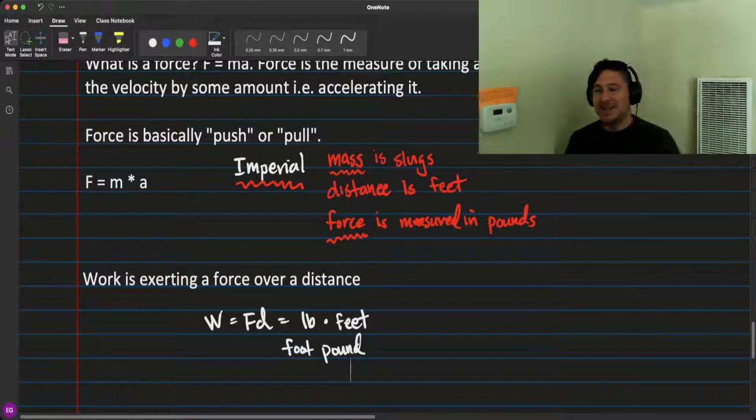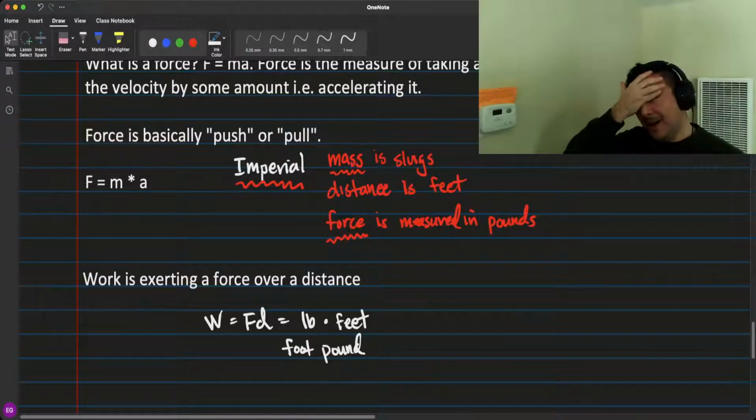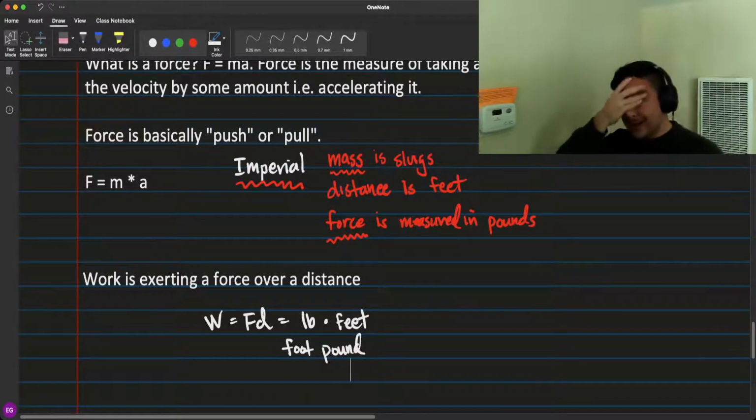Yeah, this is why we like the metric system, because doing all these calculations in the imperial system is like, holy shit.